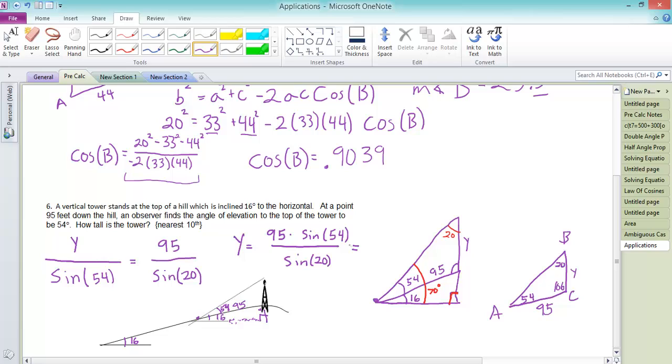Okay, I'm back. And once I solved for y, I got 95 times the sine of 54 over the sine of 20. When I typed that into my calculator, I got 224.7. Okay, so that would be the height of the tower. It's 224.7 feet, because we were given our distance in feet.